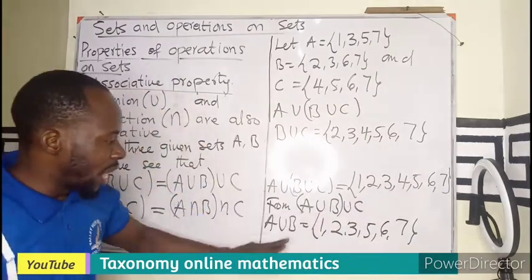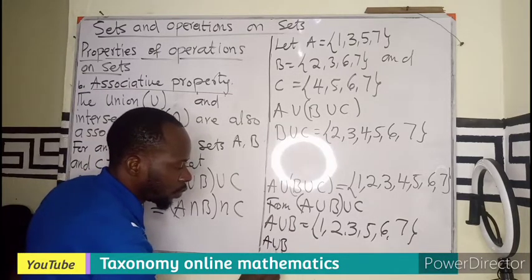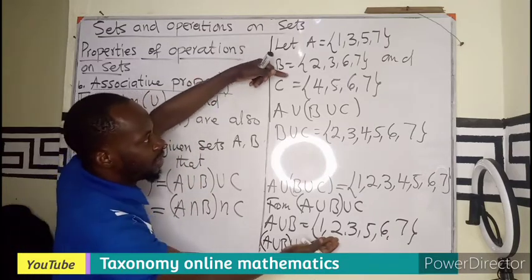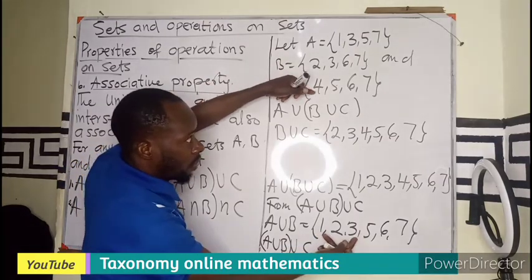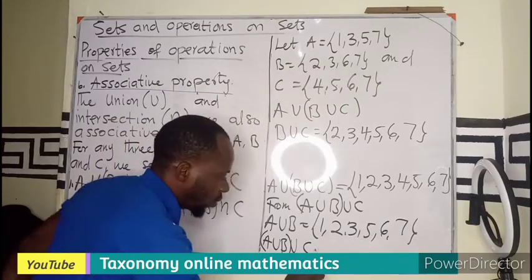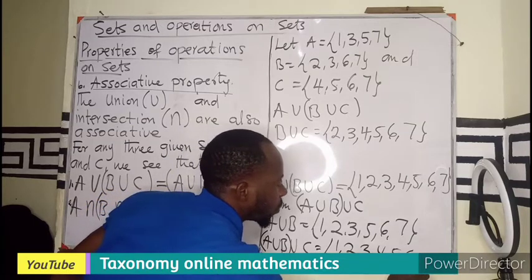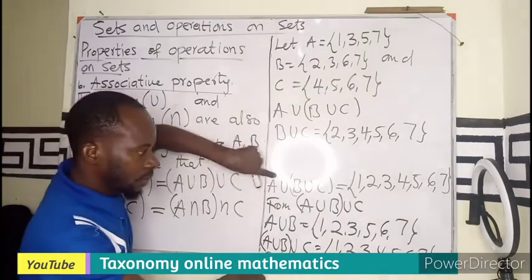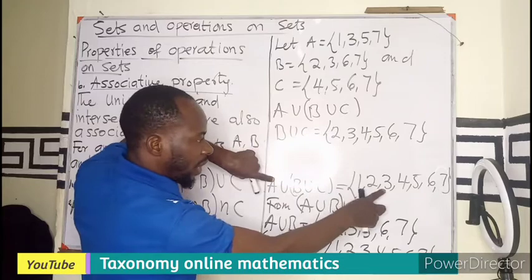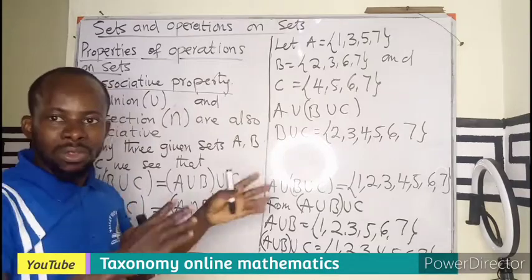Without 4. So now we are going to combine A union B as we are having it with what? C. So this set we are having here with the set C: 1, 2, 3, 4, 5, 6, 7. So looking at these two sets, we can see that 1, 2, 3, 4, 5, 6, 7 and 1, 2, 3, 4, 5, 6, 7, the two sets are the same.